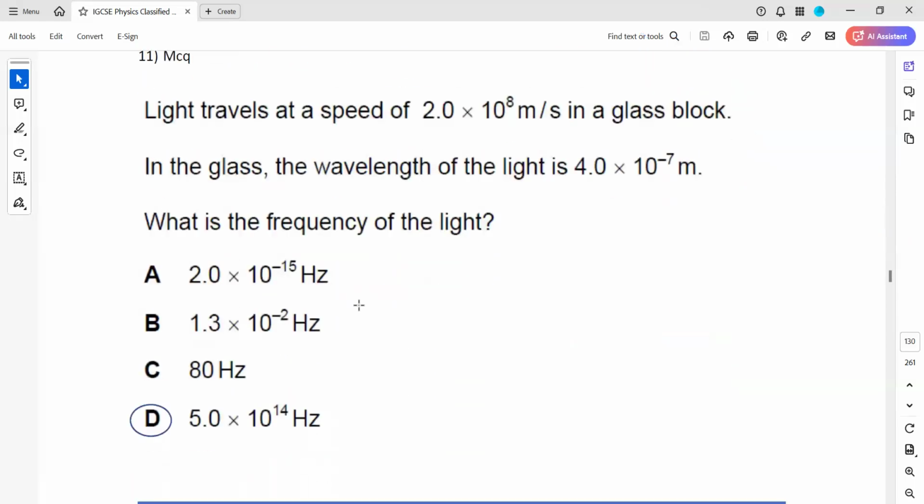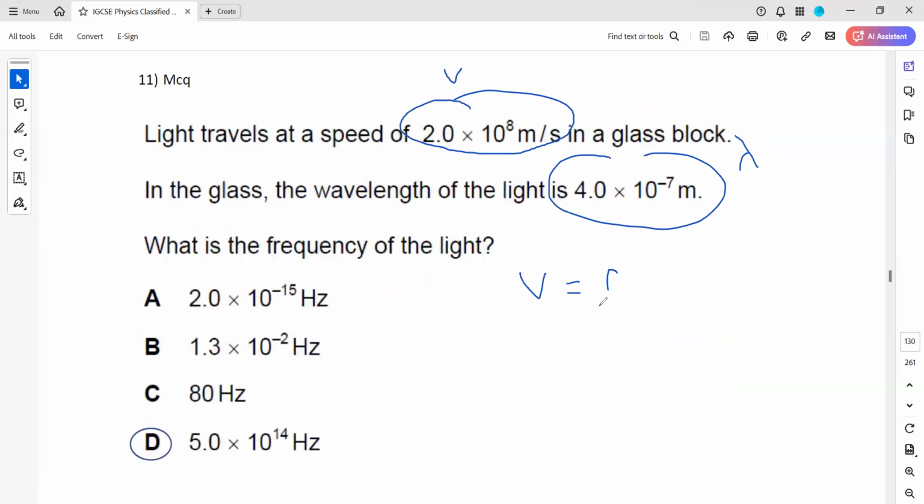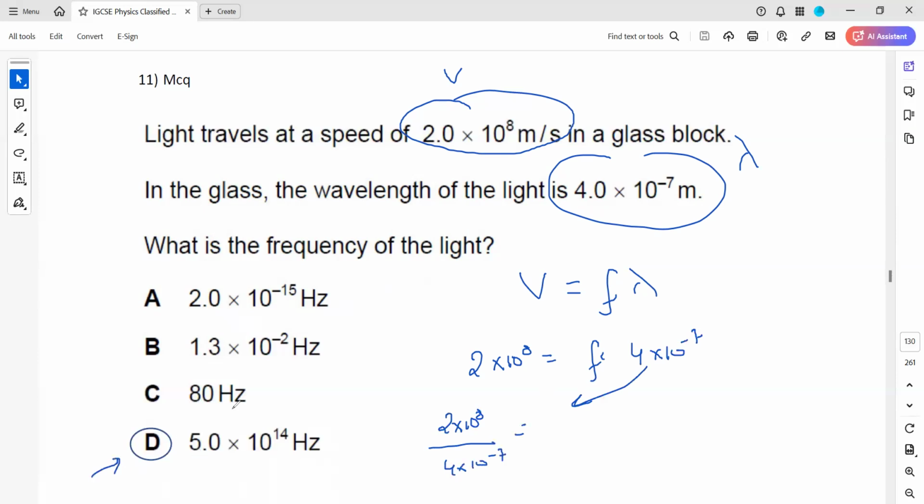Light travels at a speed of 3 exponent 8 in glass. In the glass, the wavelength of a light is 4.4 exponent minus 7. What is the frequency? So we have the speed and we have the wavelength, so we will use the wave equation. V equals f lambda, where V is the speed in the glass here, which is 2 exponent 8, f is the frequency, and the wavelength is 4 exponent minus 7. That's multiplied, so the other side will be divided. So it will be 2 into 10 to the power 8 divided by 4 into 10 to the power minus 7. When you simplify this, this will give us 5 into 10 to the power 14 hertz as a frequency.